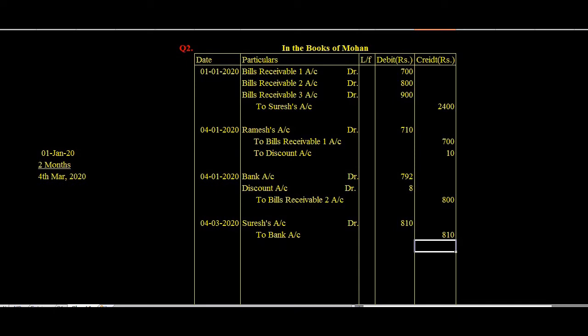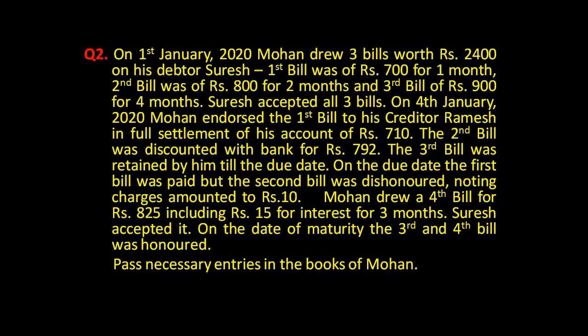Now this is something that you people need to understand. If noting charges are paid, that will be added. Because if you remember, noting charges are paid by the holder of the bill, but ultimately borne by the drawee. So on 4th of March, that is the time when the second bill was due. This is exactly what happened. Alright, because the bill was dishonored and noting charges were paid. Let's read this further.